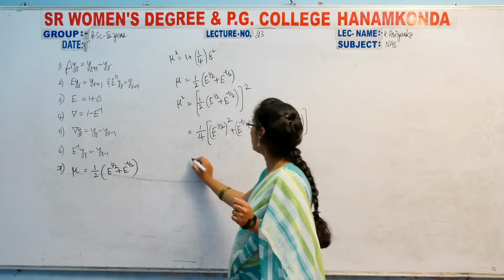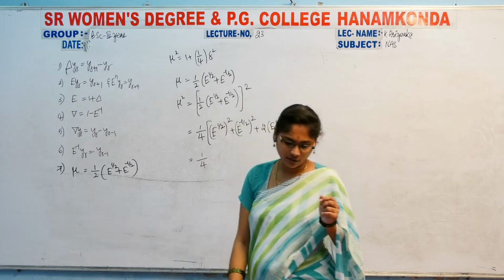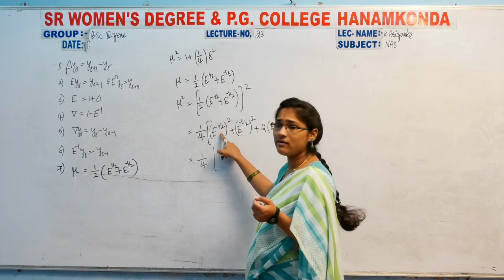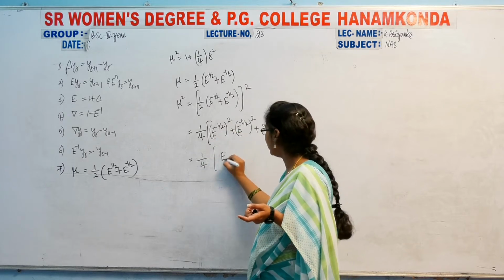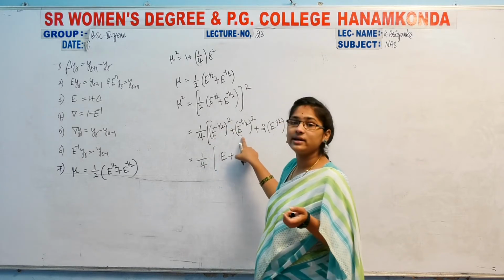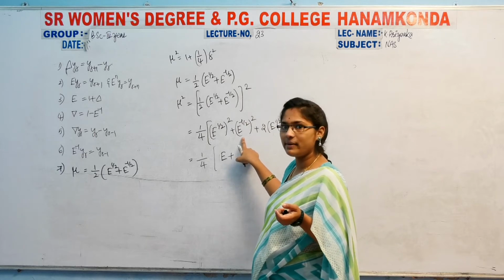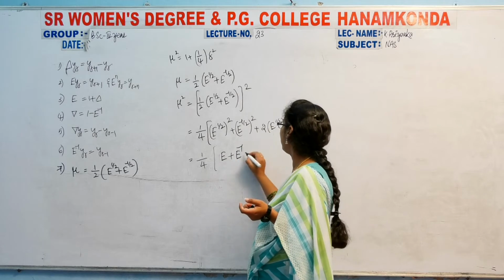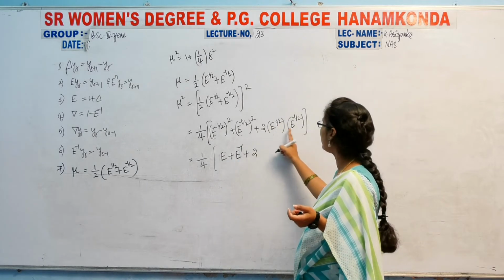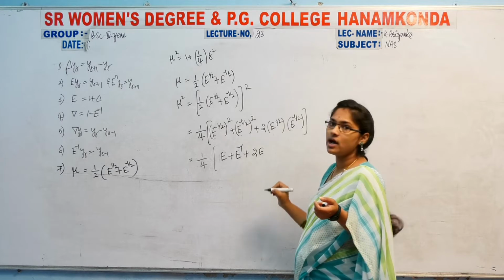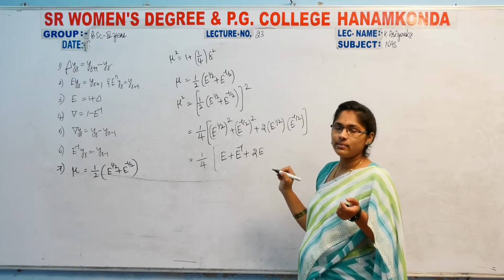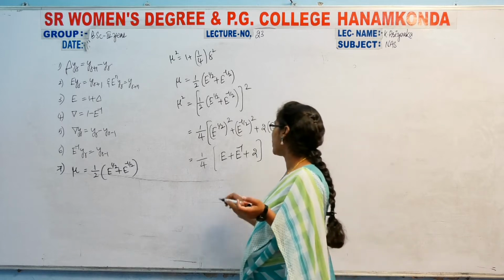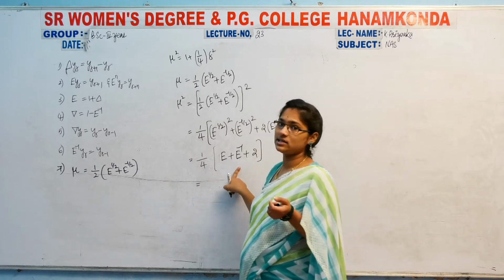So now here we have 1 by 4 of e power 1 by 2 whole square, that is e, plus e power minus 1 by 2 whole square, e power minus 2 by 2, that is e power minus 1, plus 2 into e power 1 by 2 times e power minus 1 by 2. Bases are equal, so the powers should be added: 1 by 2 minus 1 by 2 is 0, so that term is 2.